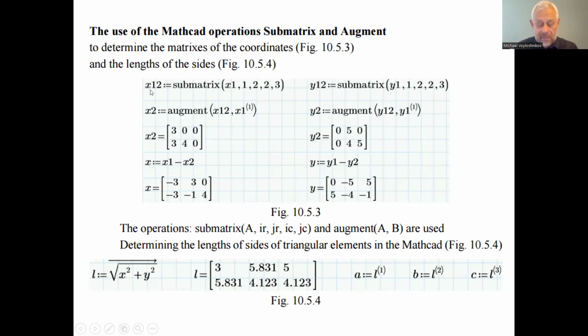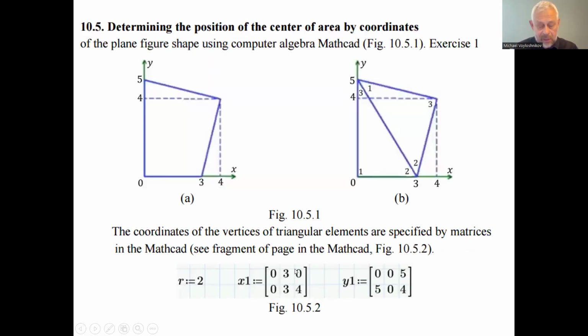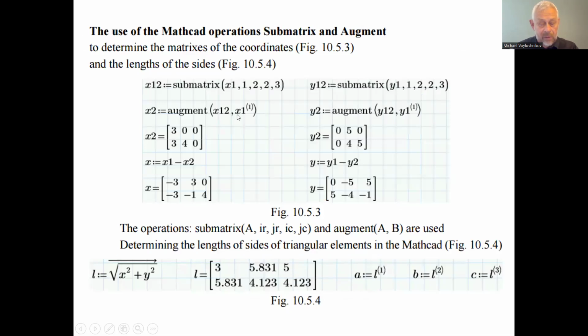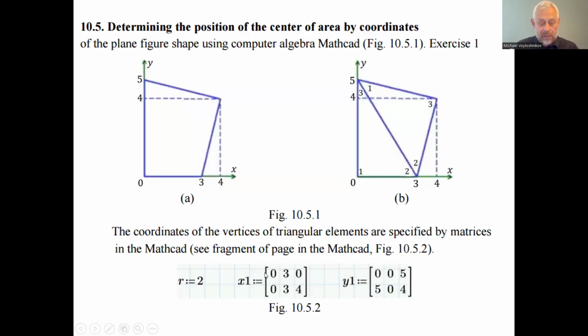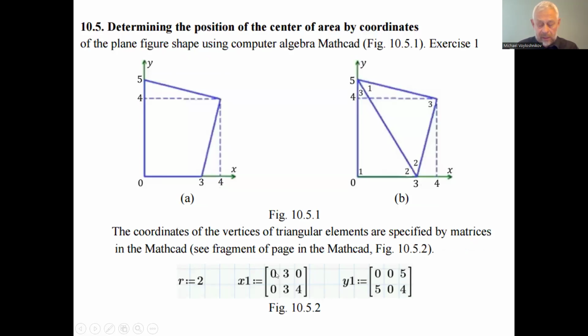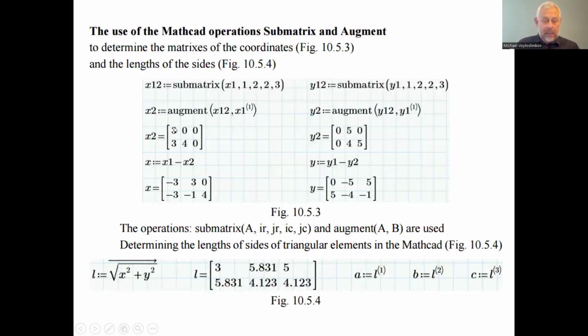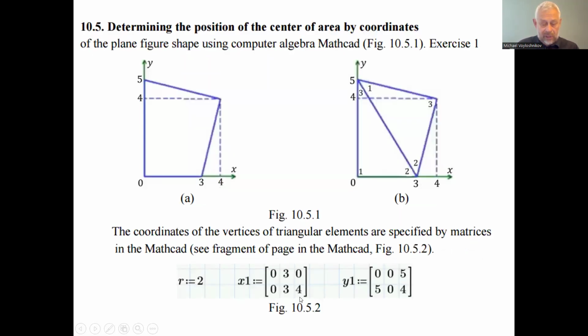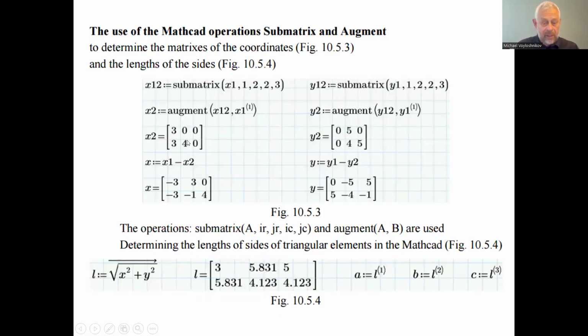The matrix as a submatrix of these rows, and this is the augment of these rows. And we can also augment the first column of the original matrix. This is 0, 0. So after the augment operation, we will have another matrix, X2. We had X1, and we will have X2. But the first and second columns here were the second and third columns, and the first column here is the last one.